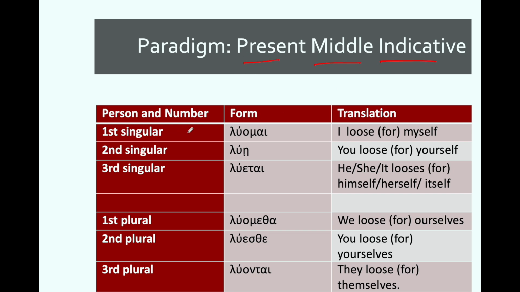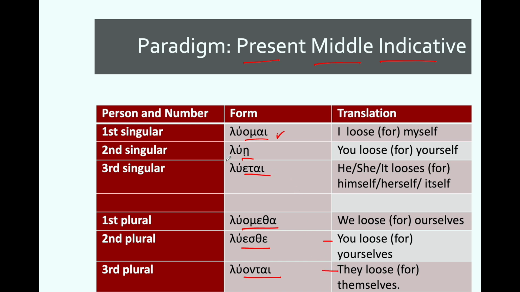Okay, so first singular is luomai. Okay, luomai, lue, luetai, luamatha, luestha, luantai. Second singular, lue, you loose for yourself. Third singular, luetai, he, she, it looses for himself, herself, or itself. First plural is luamatha, we loose for ourselves. Second plural is luestha, you loose for yourselves. And then third plural, luantai, they loose for themselves.